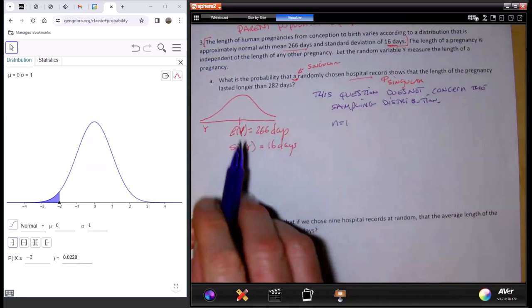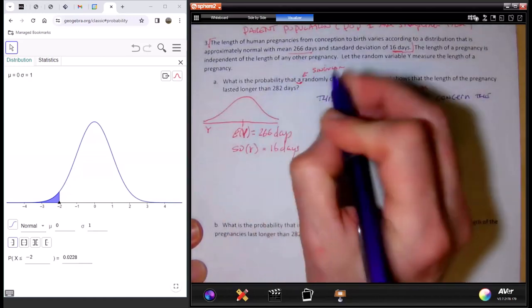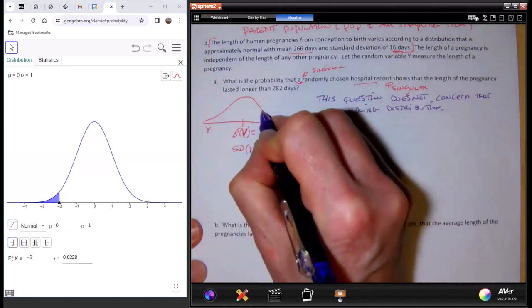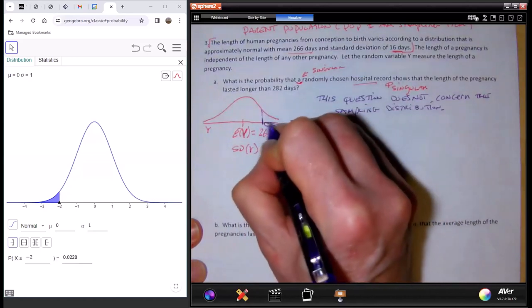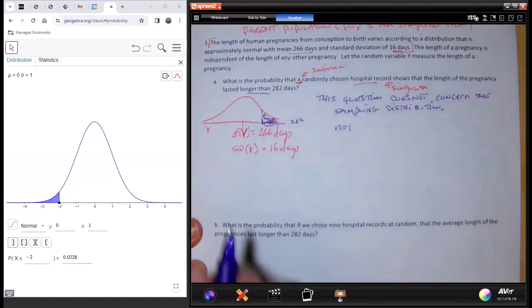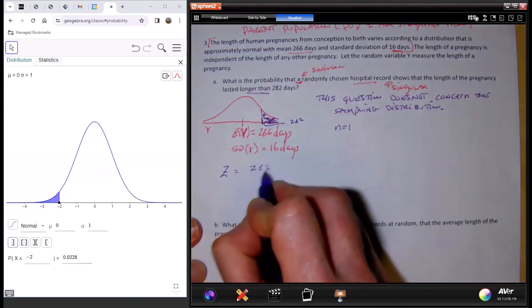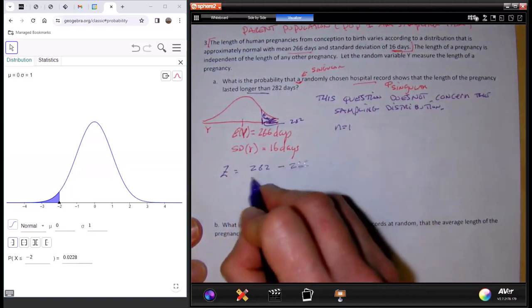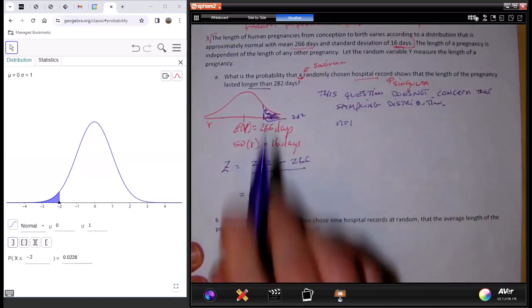So in that case, all I'm doing is being right here. The question is, okay, I pick one person. What's the chance that it lasted longer than 282 days? Okay, so, or more. So right here is 282 or more, longer or more. So it's this area right here. The first thing I'm going to do is turn this 282 into a z-score. Divided by 16, this is 1. We're now 1 standard deviation away.